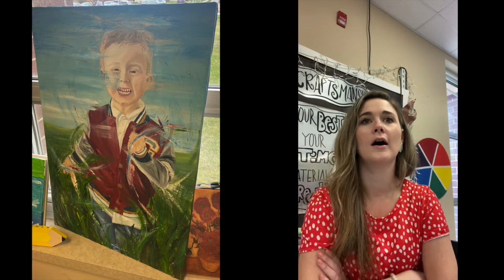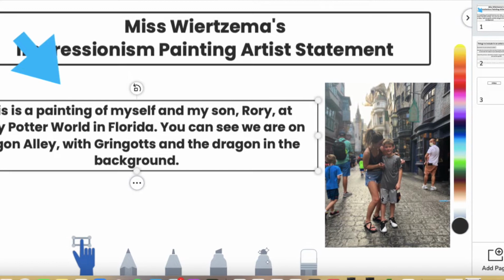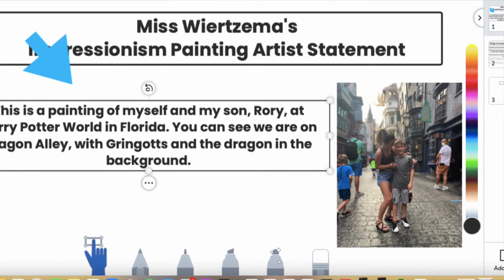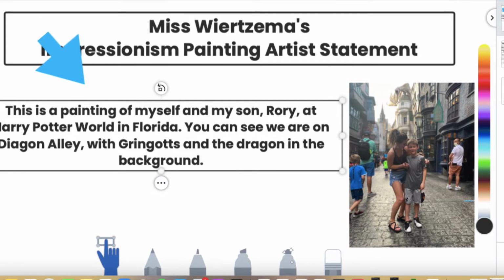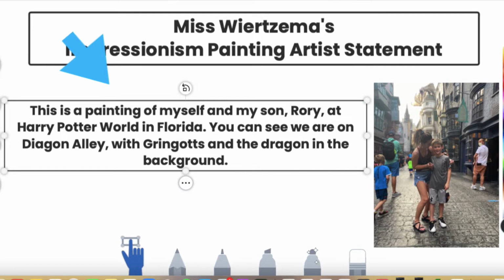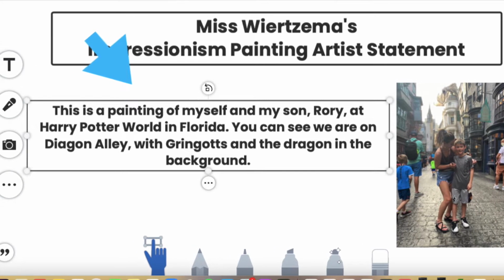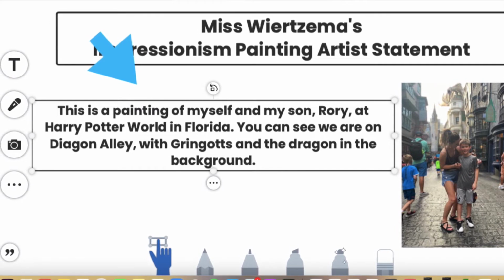You could even kind of just talk about the time of day it was and where you were. So if I were to talk about my painting that was at Harry Potter World, I would say this is a painting of my son Rory and I on a trip to Florida where we got to go to Harry Potter World, and we are in front of the Gringotts Bank. And you could even talk about why that's important to you. I could say something about how we together love to watch Harry Potter and read the books. So you're describing in detail. I could talk about where we are and all the things that are in the painting too. Okay, so that's the first question.